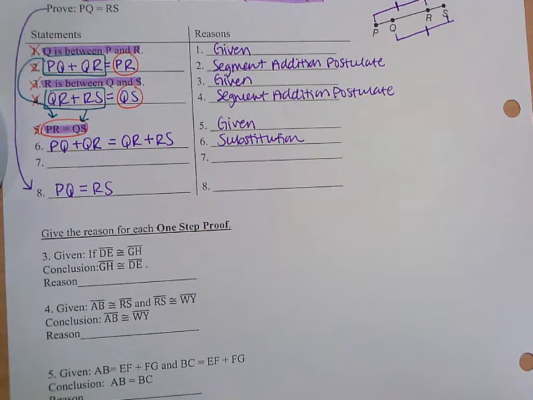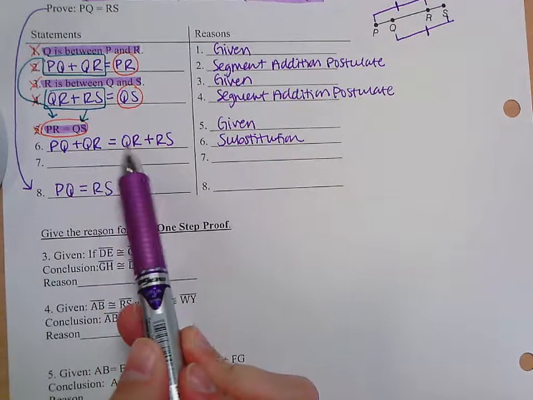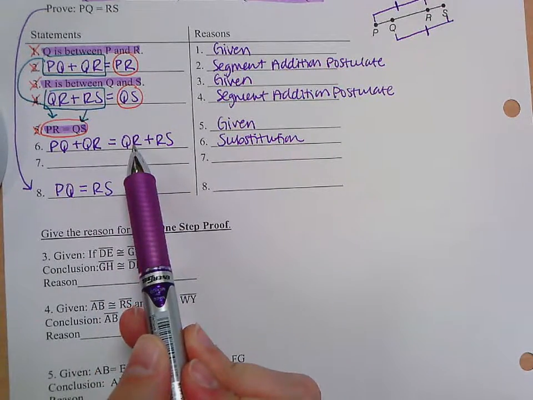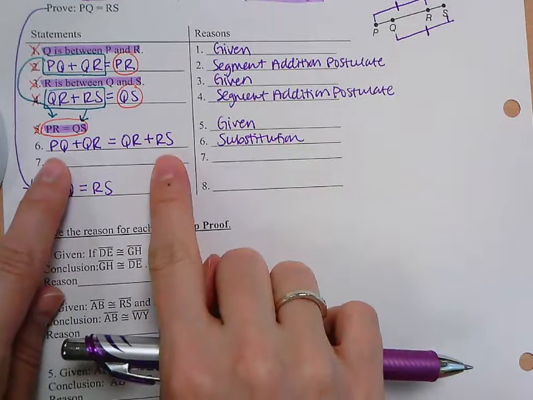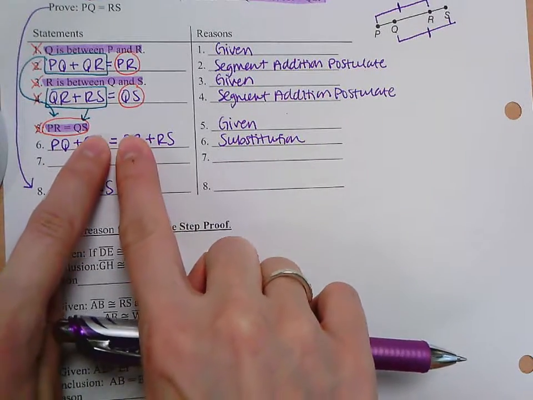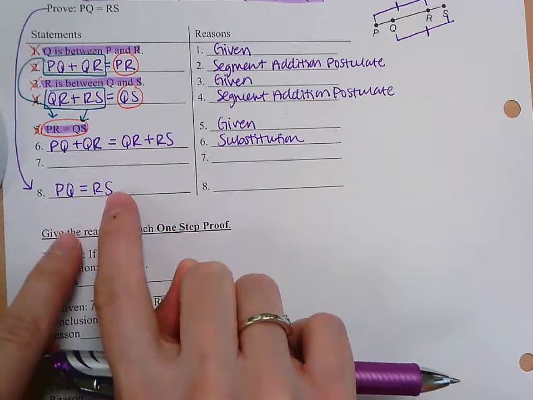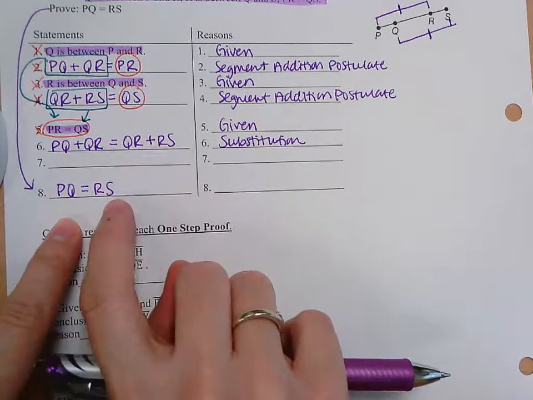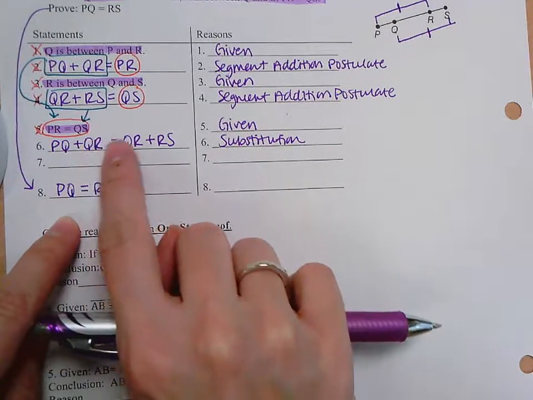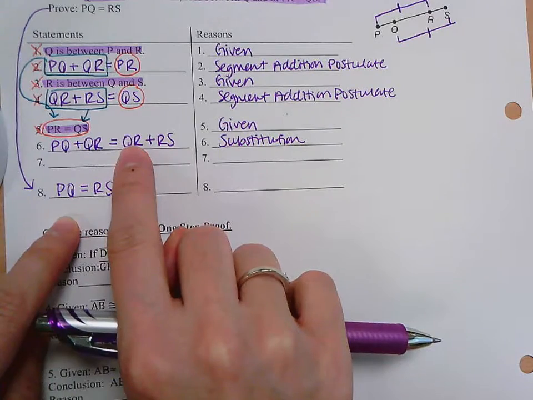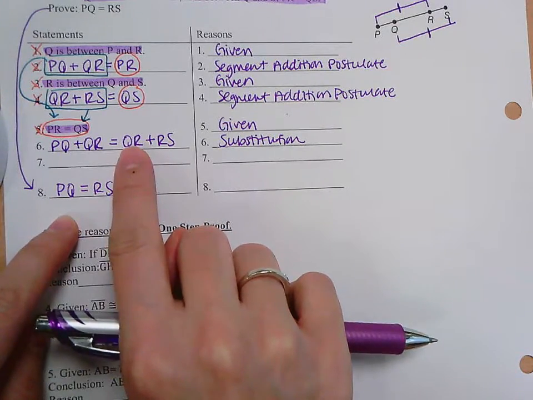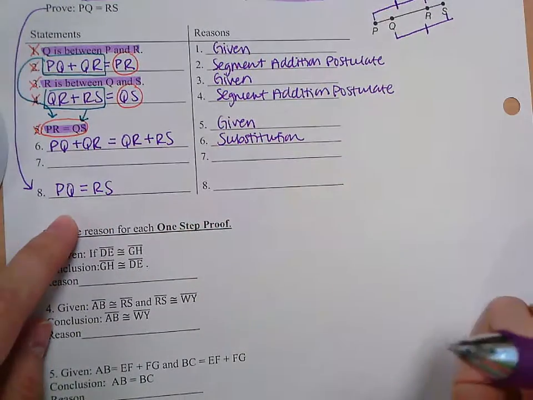I heard somebody say it. There's two what? There's two like terms. There's two QRs, I heard somebody say, and they're on different sides of your equal sign. And then notice what's left. If I were to get rid of those, I'm left with what I'm trying to prove, that PQ equals RS. How would I get rid of these? Subtract. It's an equation. I just subtract it from both sides.